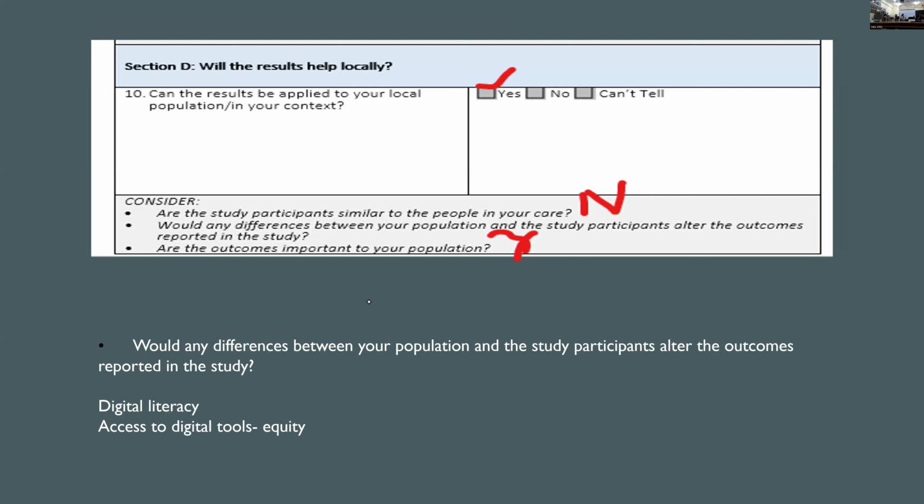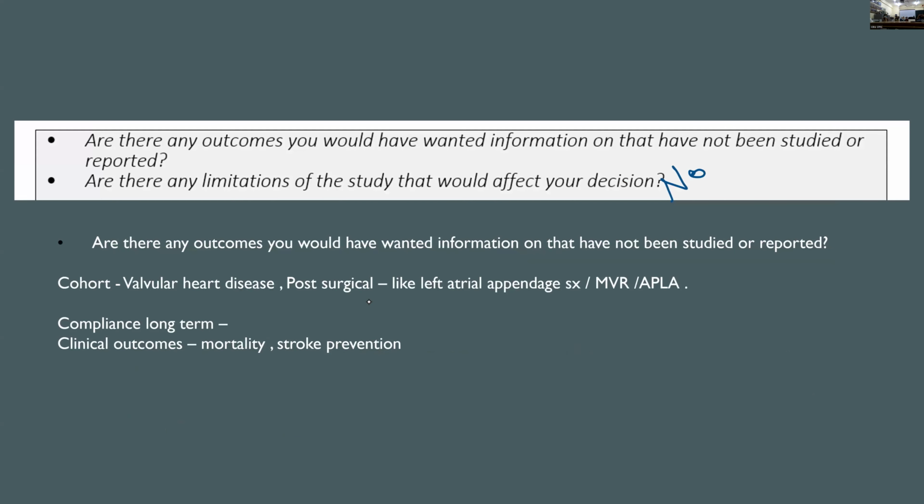Are the outcomes important to our population? Yes, we also get patients with atrial fibrillation at risk for stroke. Are there any other outcomes which you would have wanted? Compared to their cohort, our non-valvular AF might be less. We get more rheumatic valvular heart disease. Other outcomes they have not looked at are clinical outcomes, mortality and stroke prevention. That is something they did not look at in the study.